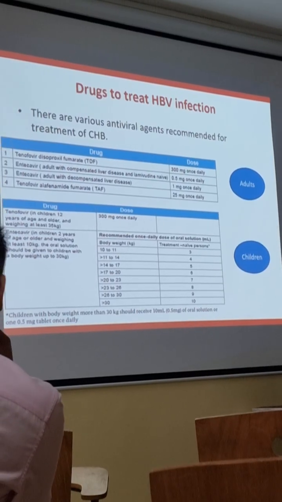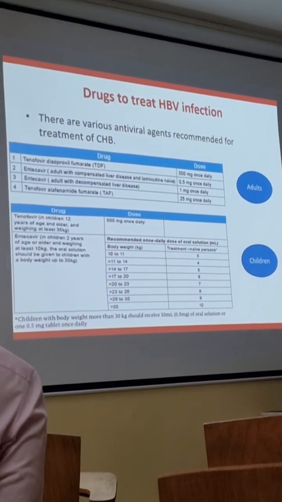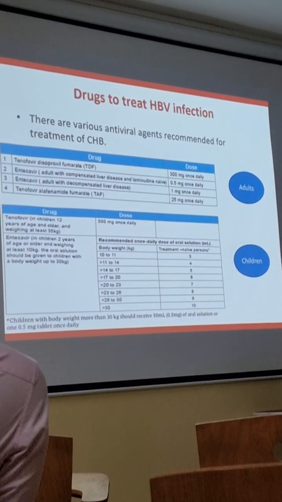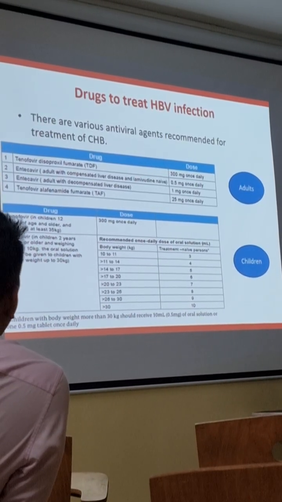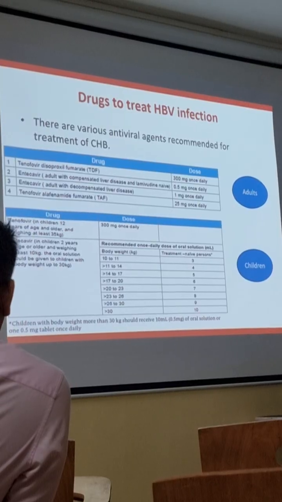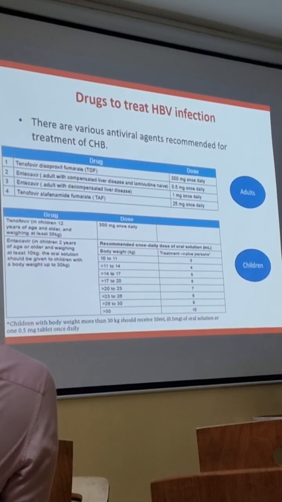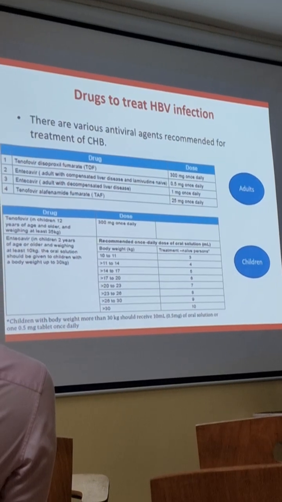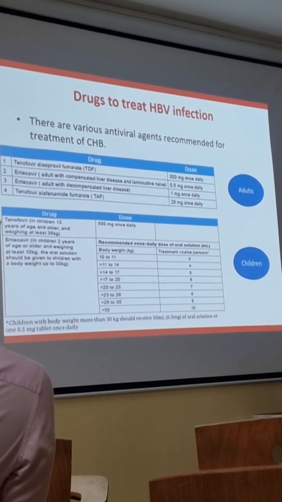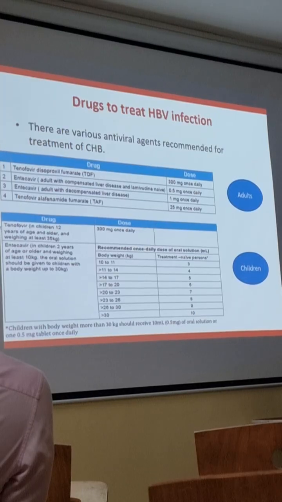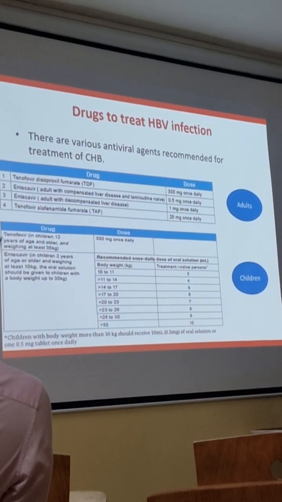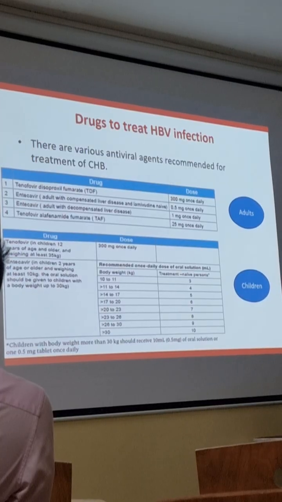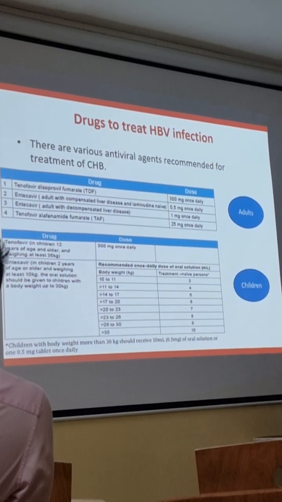For hepatitis B, if the patient does not have cirrhosis, but the viral load is more than 20,000, say, you have to treat, you use tenofovir. If the patient has compensated cirrhosis, you use entecavir 0.5. If the patient has decompensated cirrhosis, then the dose is 1 milligram once a day. Tenofovir alafenamide fumarate, we don't get in our supplies. We only get tenofovir disoproxil and entecavir.